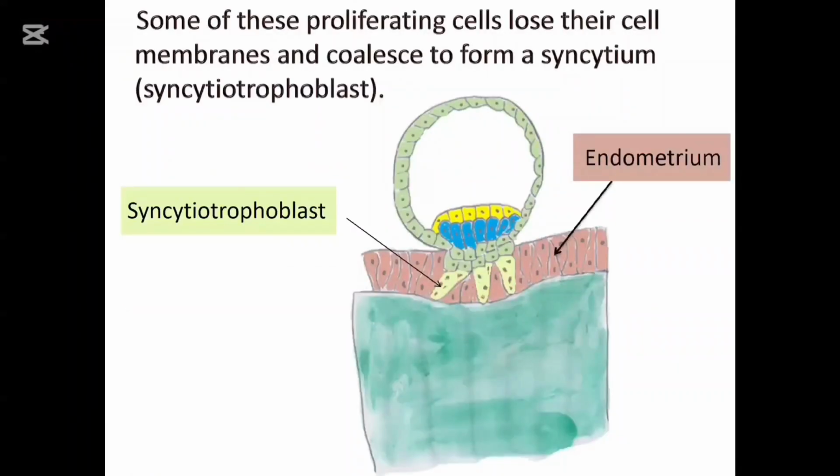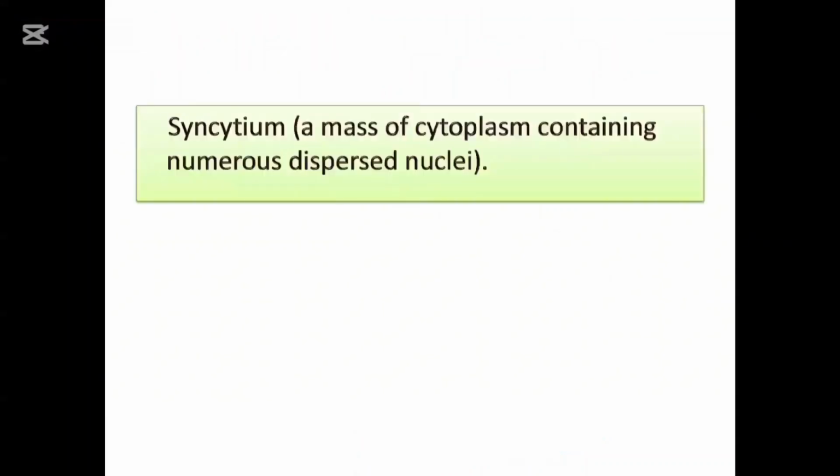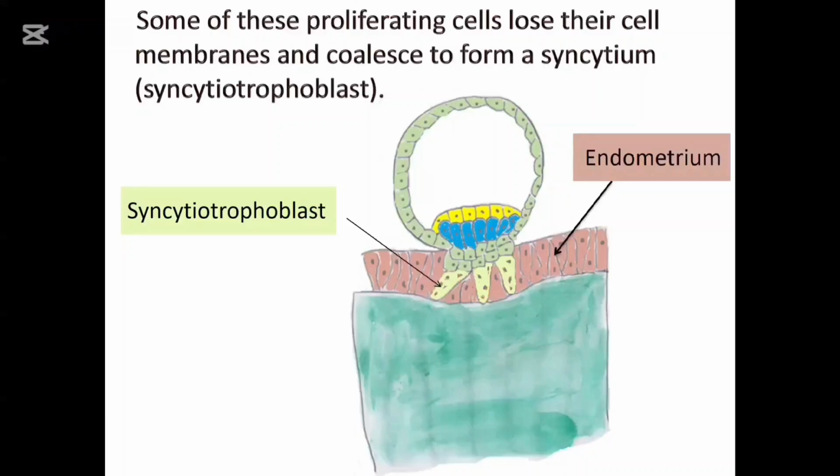Invade again, and a collection of trophoblastic cells will collide together to form syncytial trophoblast, as shown here. What is syncytial trophoblast? It came from syncytium, meaning a mass of cytoplasm containing nuclei not surrounded by a cell wall.